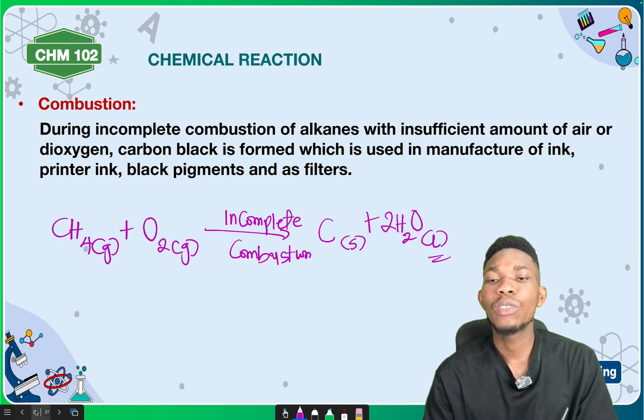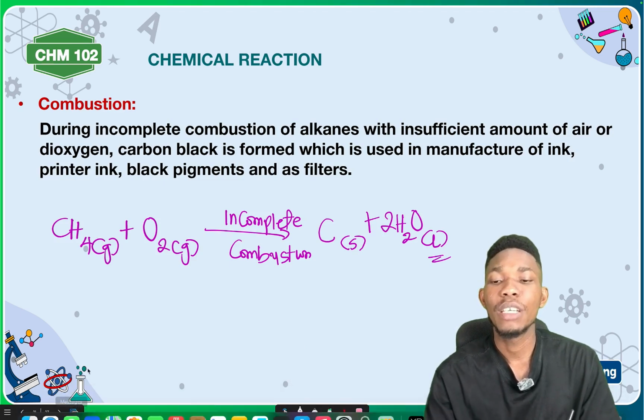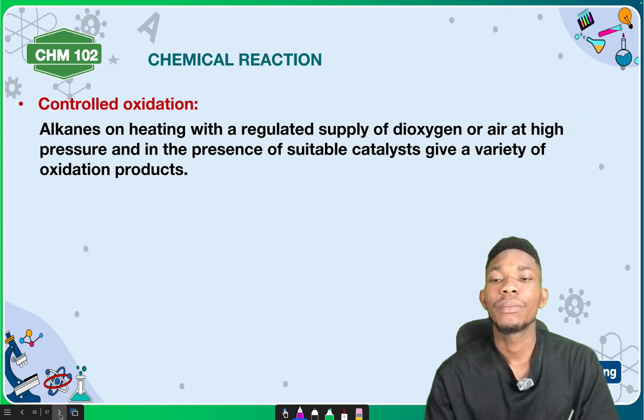As for incomplete combustion, of course, we said it forms carbon black, which is used in the manufacture of what? Black ink, black pigment, and as filter.